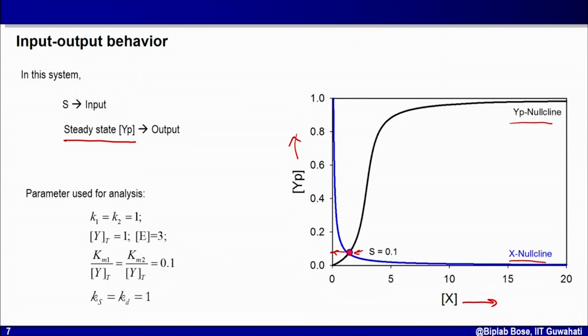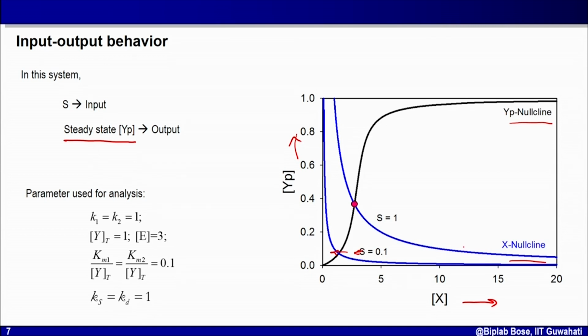YP alkaline is not sensitive to S. So as I change S 10 times, I get a new alkaline, this one, for which S equal to 1, and the point of intersection is now this red dot. So this is where the steady state is, and the steady state value for YP is now here. Initially the steady state value was here for S equal to 0.1. Now the steady state value of YP is at this point. That means my output has changed as I change the input S.